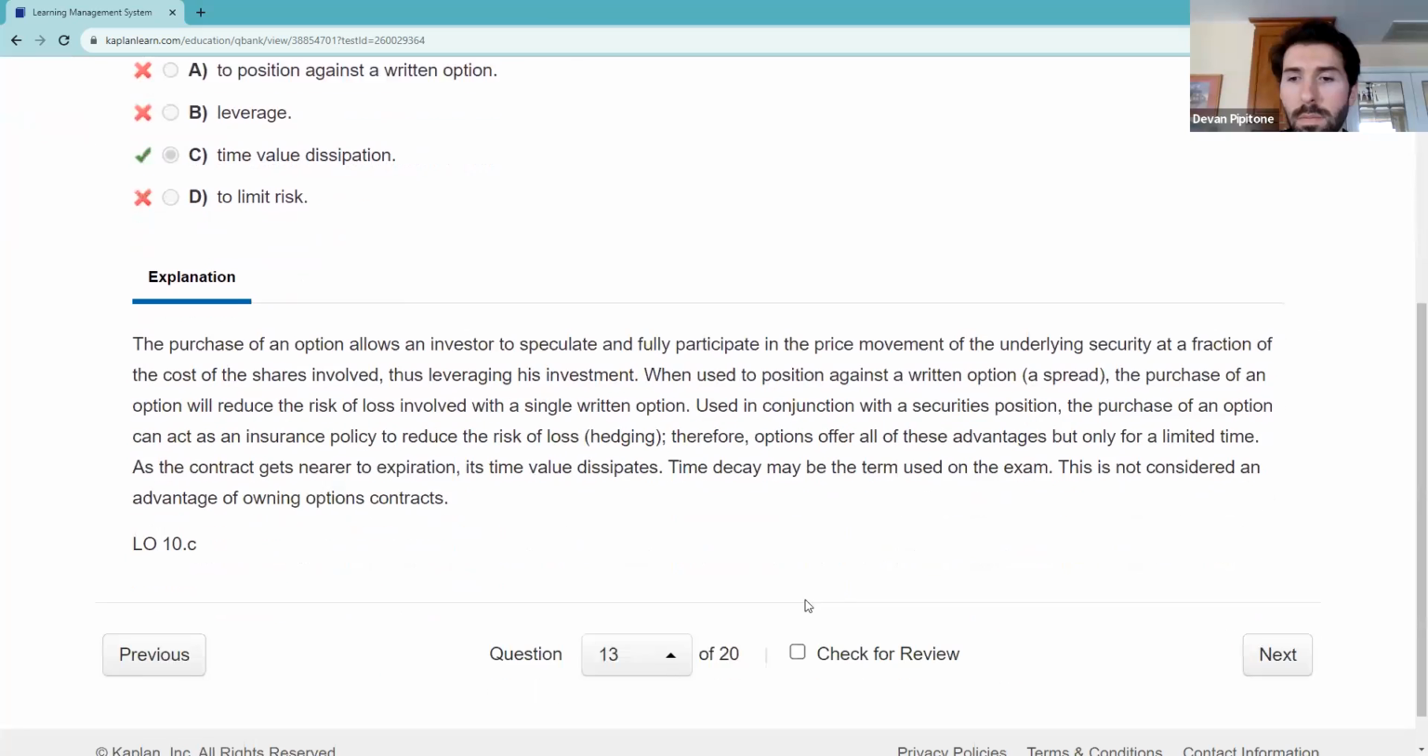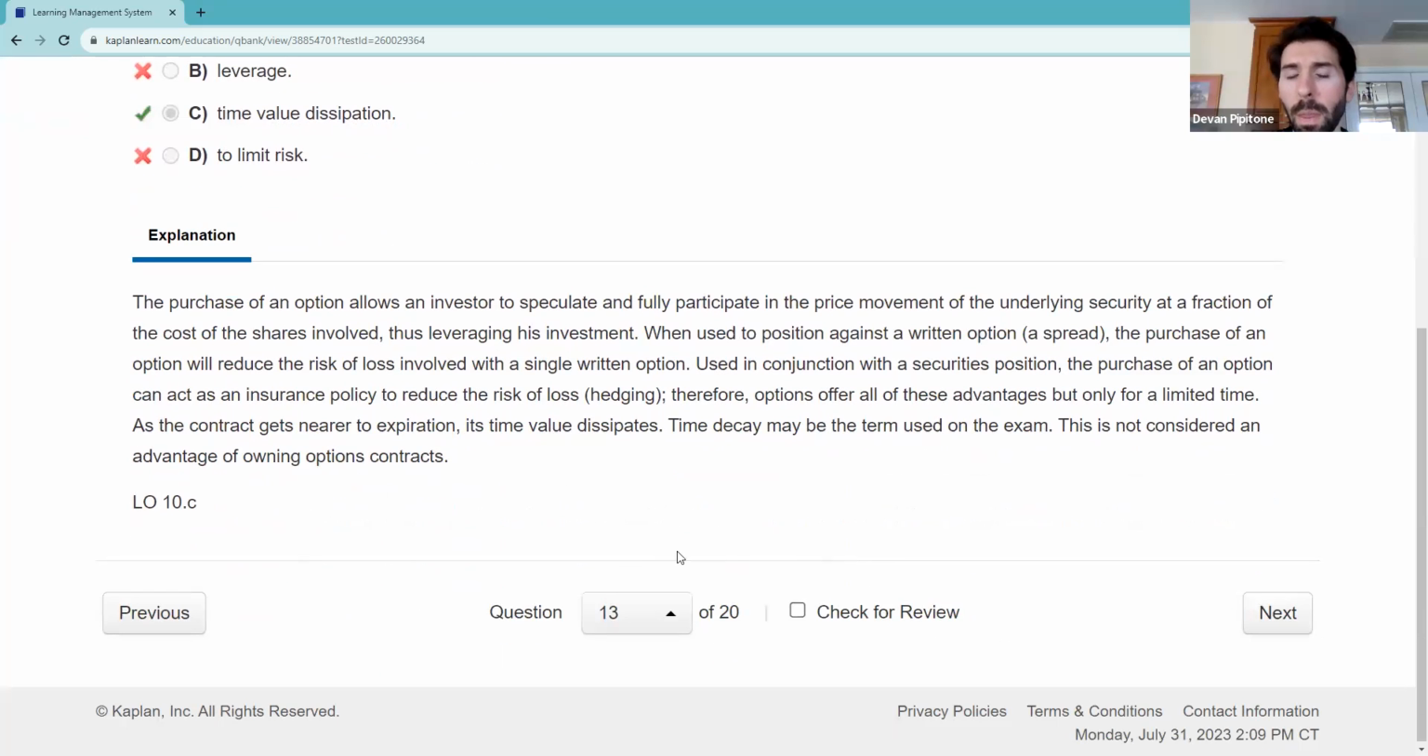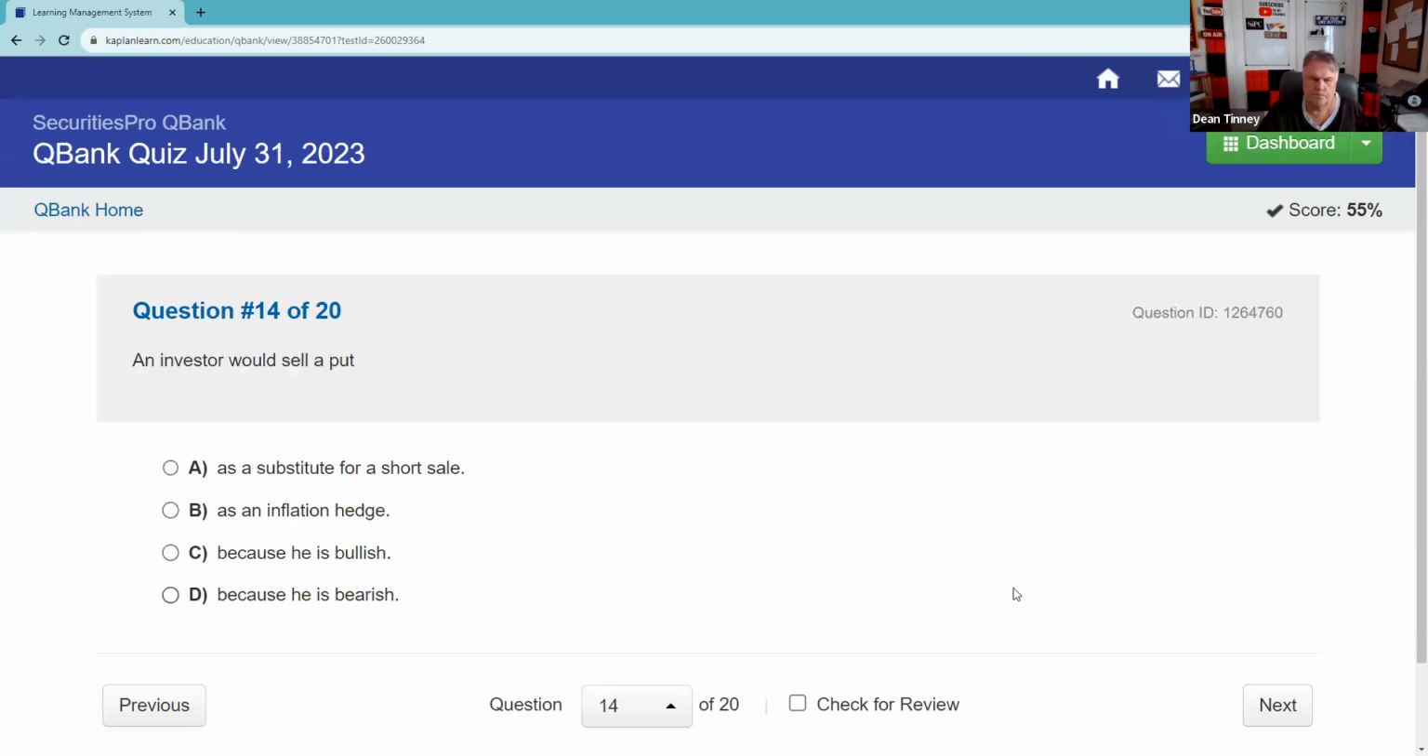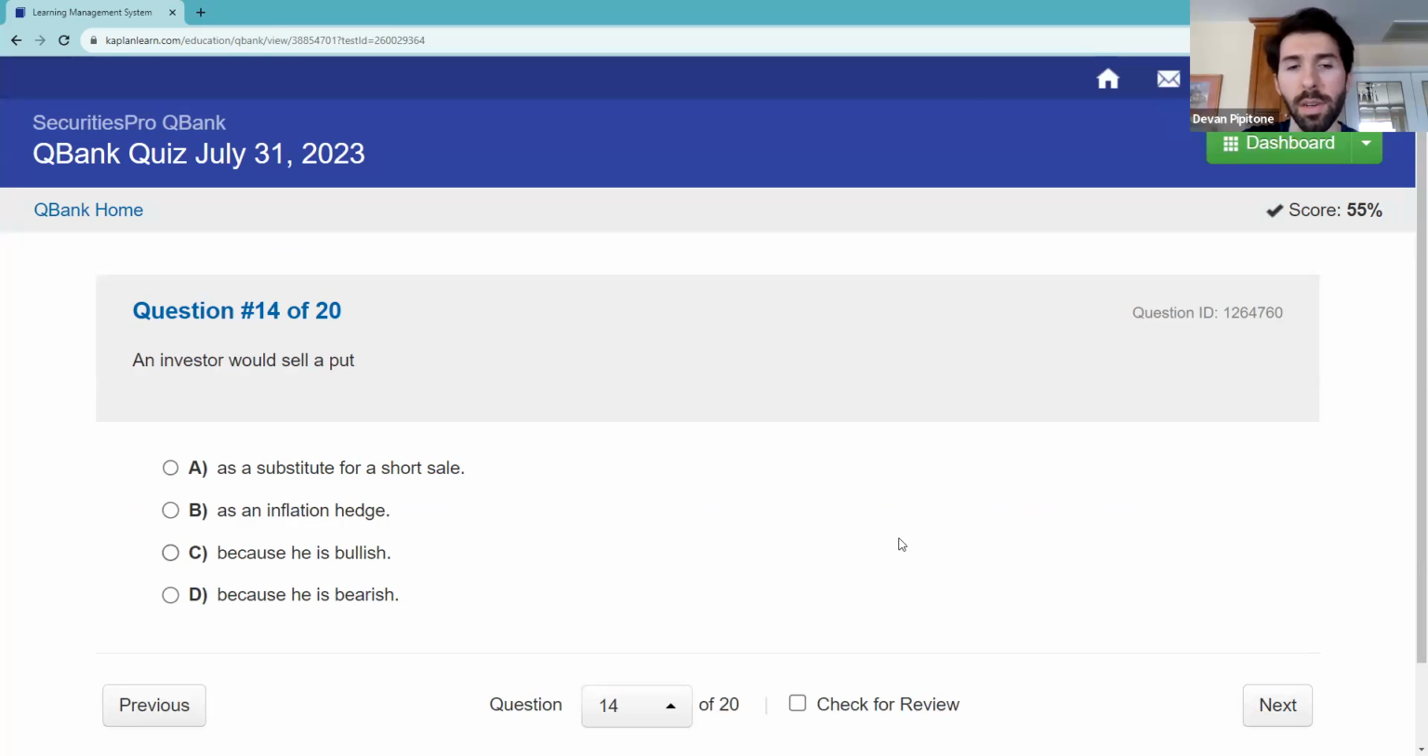So to purchase an option, speculate, fully participate. There we go. So when the option is exercised, that's when you would put it into your T. Other than that, that's right. An investor would sell a put.